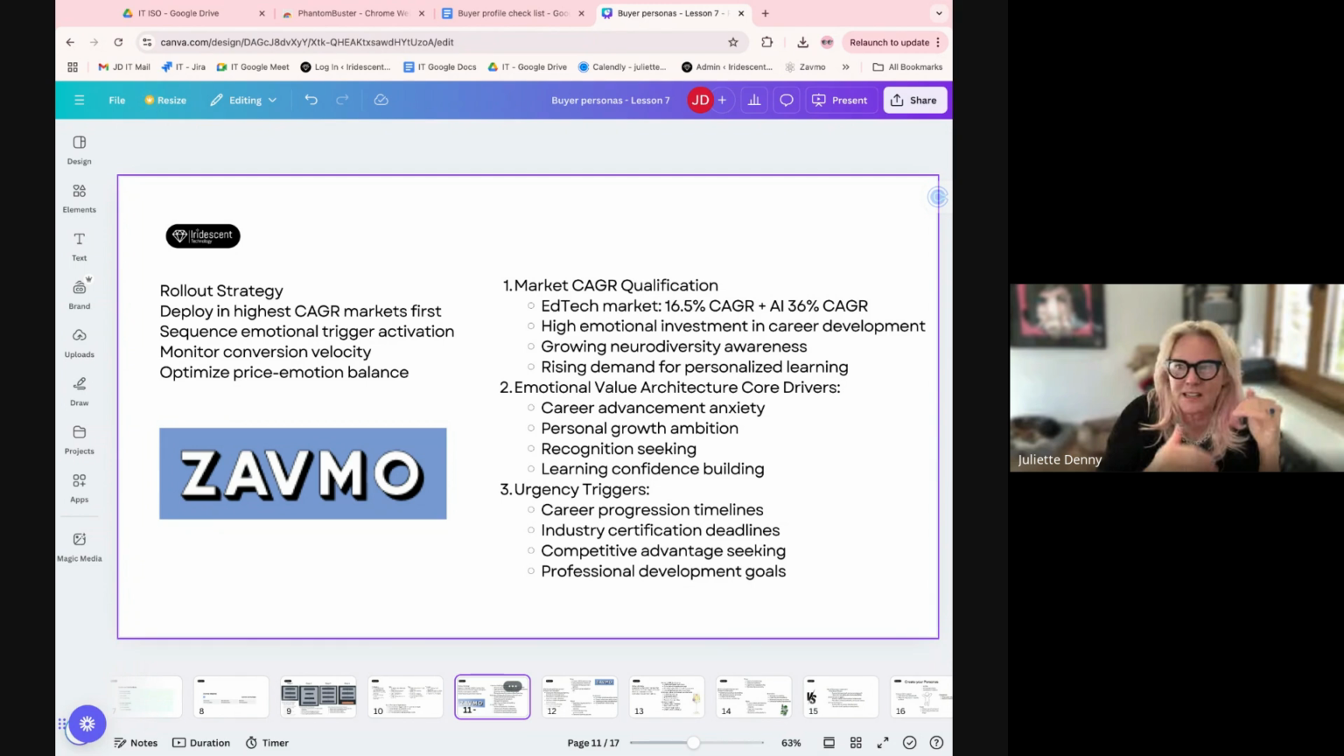We look at Zavmo and we go, where is the money? Okay, the money is clearly the edtech market is growing, but also AI as part of the edtech market has a higher growth rate, right? So we know we're in the right area. In terms of what that market feels like at the moment, it feels vulnerable and it feels really emotional because everyone's screaming about AI. Everyone is basically asking, what am I going to do when the robots come?